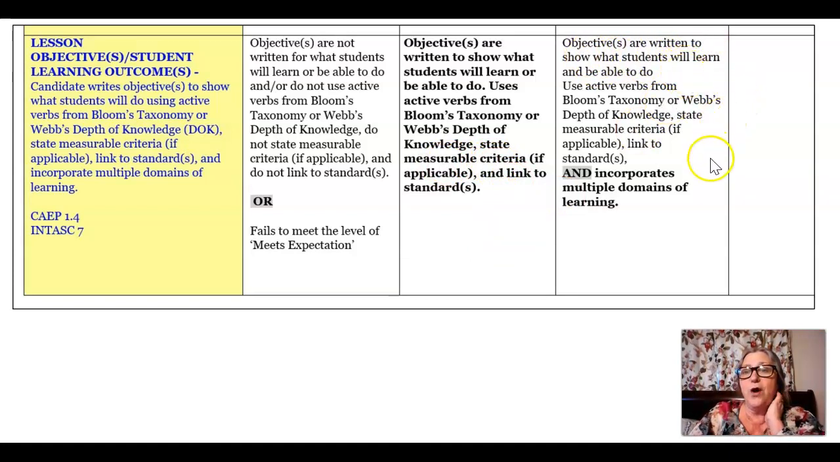Written to show that students will learn and be able to do, again, action verbs. So what they've added here is that it incorporates multiple domains of learning. And so you want to think about, do I have, for example, not just domains, because like I say, we almost always work in the cognitive domain rather than the psychomotor and the affective, but make sure that you've got a wide variety of objectives that do use Bloom's and Webb.